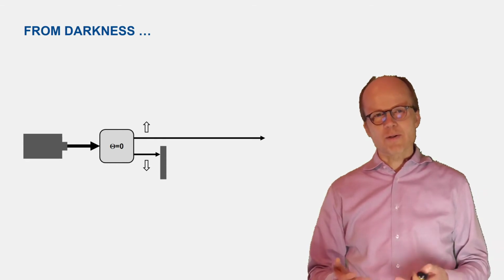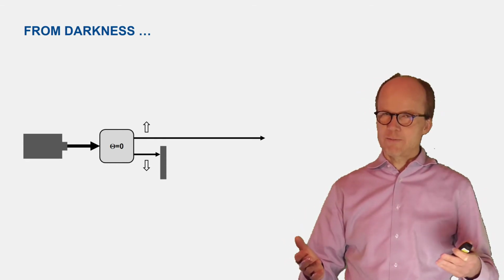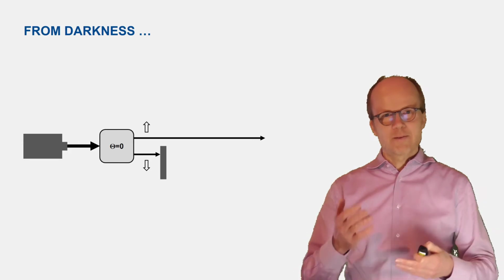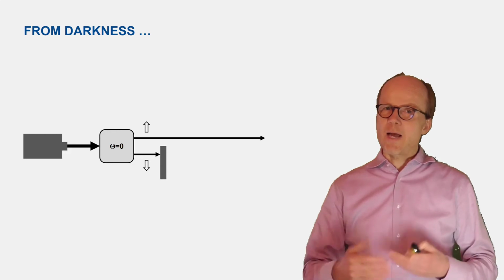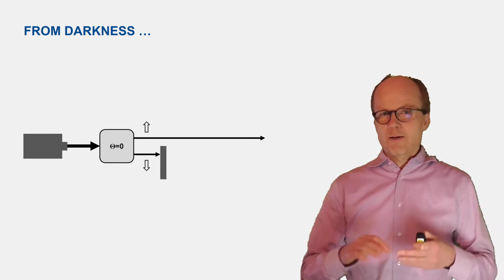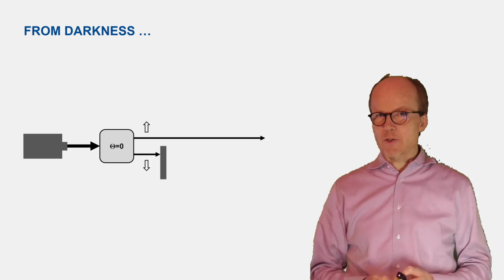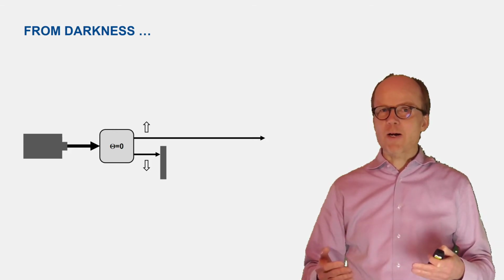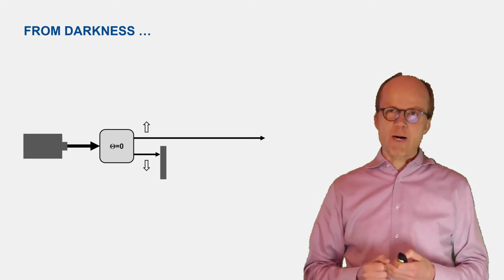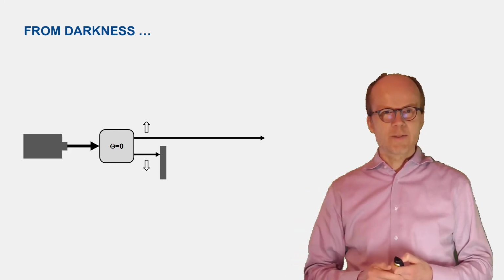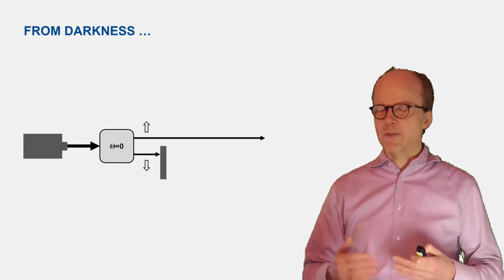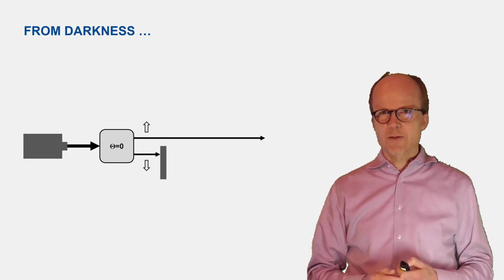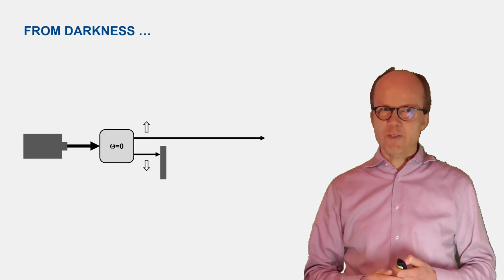You can view this combination of a splitter and the subsequent blocking of one of the two exiting beams as a filter. You perform a measurement, a binary measurement, and if the outcome is up, then the particle is allowed to pass. If the outcome is down, the particle is absorbed, it is blocked, and it is lost. So, effectively, this is a filter.